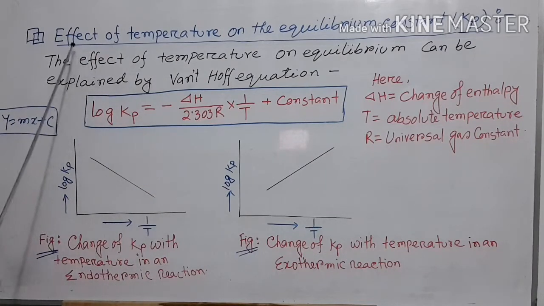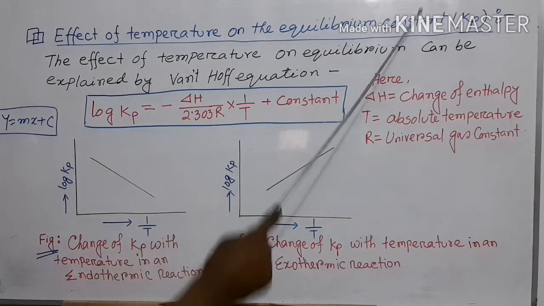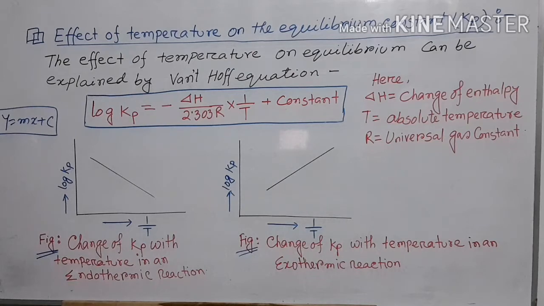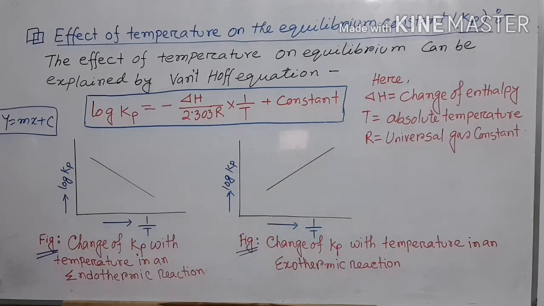Now, effect of temperature on the equilibrium constant Kp. We know that when temperature is fixed, then the equilibrium constant also remains unchanged. But when we change the temperature, then the equilibrium constant also changes. The effect of temperature on equilibrium can be explained by Van 't Hoff equation.